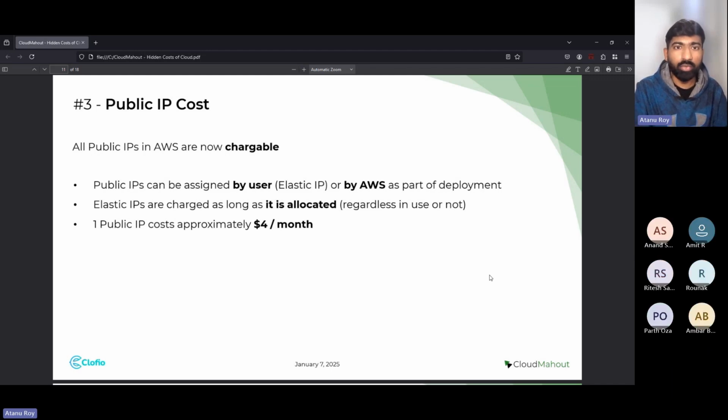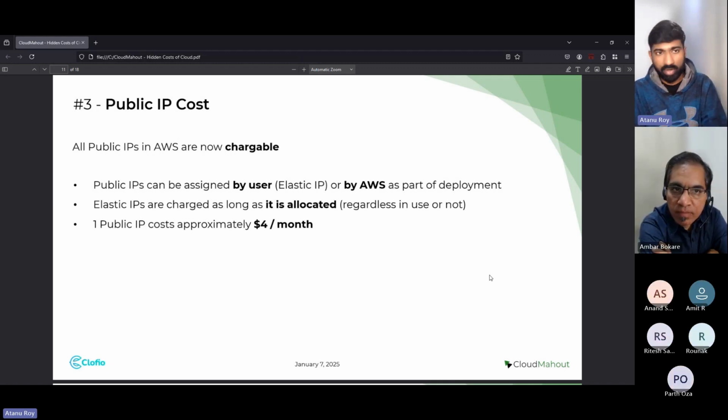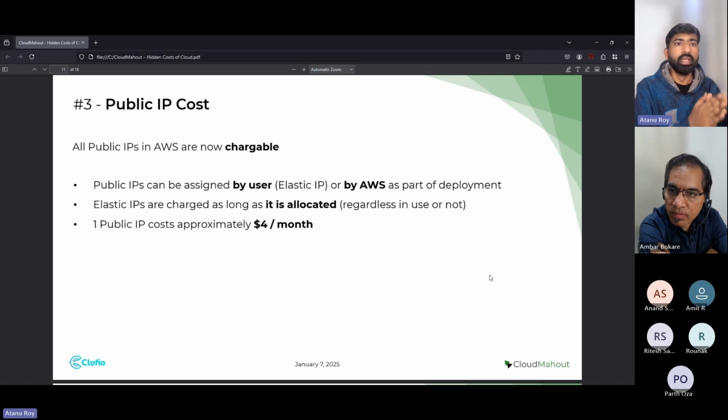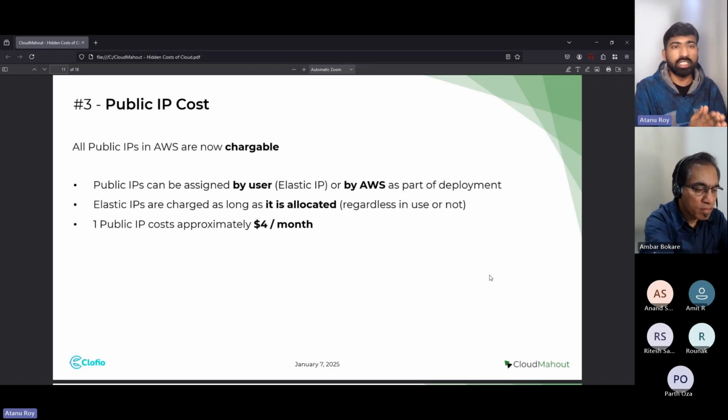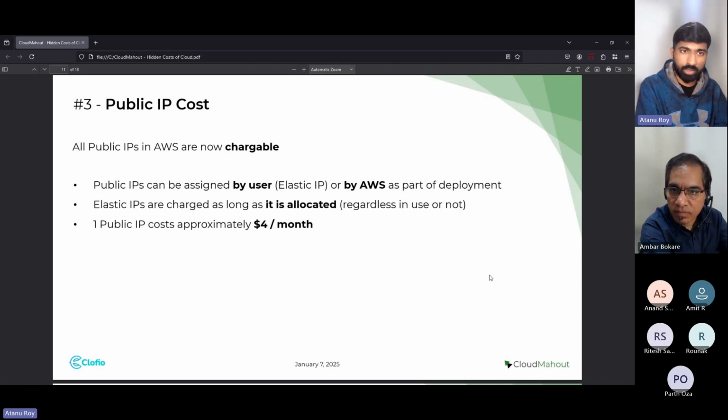A couple of strategies you can follow. One thing is that if your design allows, you should move your infrastructure into a private network, right? So instead of assigning public IPs to your EC2s or ECS clusters, you should move the infrastructure into a private network and use a NAT gateway or an internet gateway to route the traffic outside instead of directly attaching a public IP. That is one way of reducing the public IP cost. But generally, whenever you are deploying any infrastructure, keep an eye on the public IPs you are assigning.